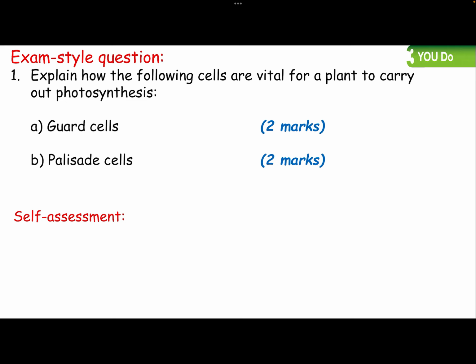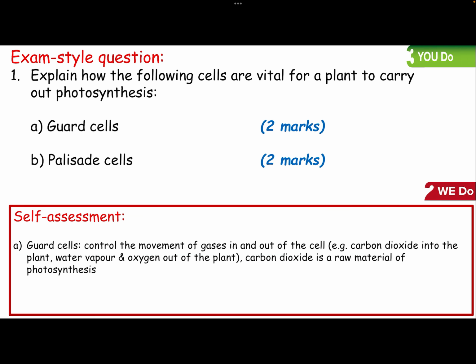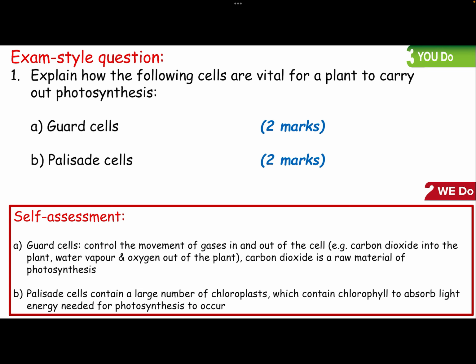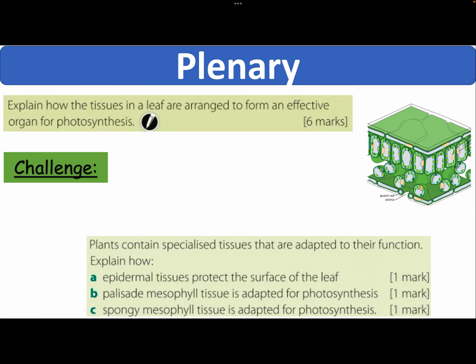Explain how the following cells are vital for plants to carry out photosynthesis: guard cells and palisade cells. So remember now that guard cells are important because they control the opening and closing of the stomata. Palisade cells are important for photosynthesis because they are packed with chloroplasts, which contain chlorophyll, which is where the process of photosynthesis takes place. And there you have the answers.